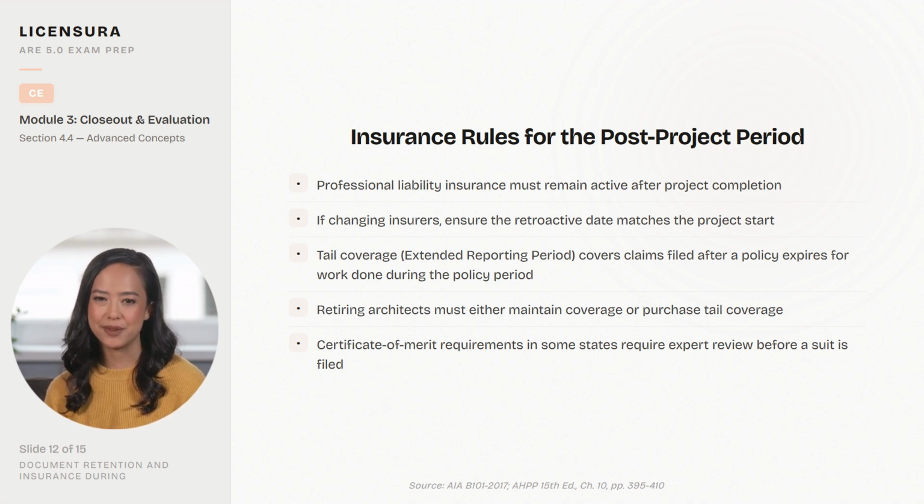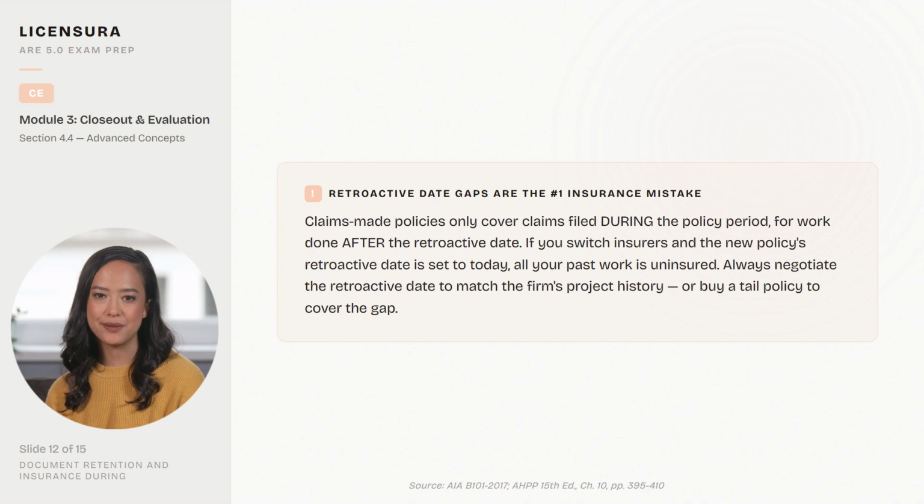Tail coverage may be needed if the architect changes insurers or retires. And the policy must cover all projects completed during the period, not just the most recent. Gaps in coverage can leave the architect personally exposed. Retroactive date gaps are the #1 insurance mistake.